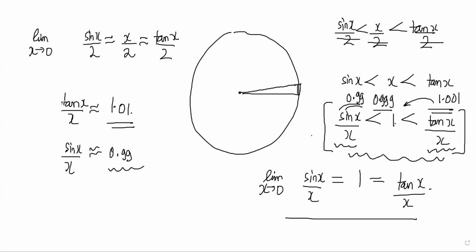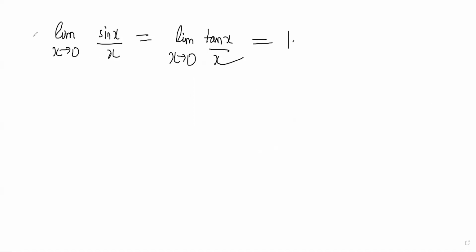And as you make x closer and closer to 0, both of these will tend towards one common value, which is 1. Do you understand? Yes, sir. So that is a geometrical proof of why this limit is 1. Limit x tends to 0 of sin x by x is equal to limit x tends to 0 of tan x by x, and that is also 1.